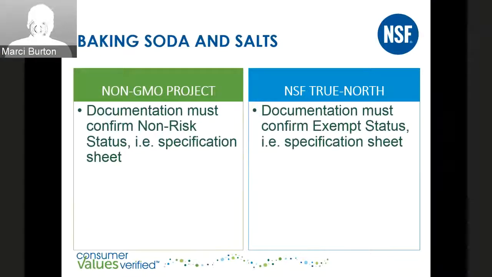So, baking soda and salt. For the non-GMO project, we would only need a specification sheet that again confirms that it is a non-risk status. There's no high-risk sub-ingredient. And again, for True North, even though baking soda and salts may qualify for an exemption, we would just need a specification sheet or some sort of supplier document just to confirm that.